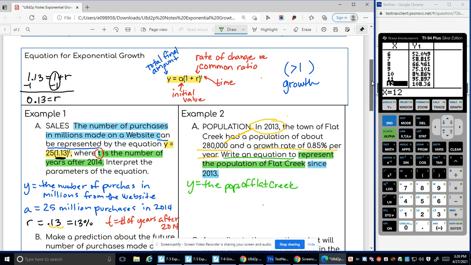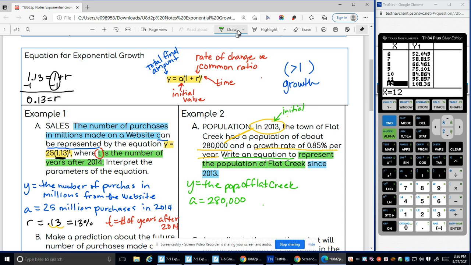Let me look at the other ones, right? We had y was the total amount. A was our initial value. Well, since it was since 2013, we know that's your initial, right? That's when we began. That's the first. So my initial value is probably going to be A is equal to 280,000 people.